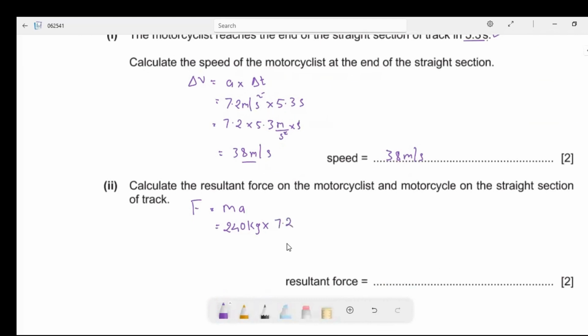So in that straight section, the motorcyclist is traveling with 7.2 meter per second square. Just we can multiply it. You'll be getting the answer 1728 kilogram meter per second square or Newton. So the answer is approximately, rounding to significant figures, 1700 Newton.